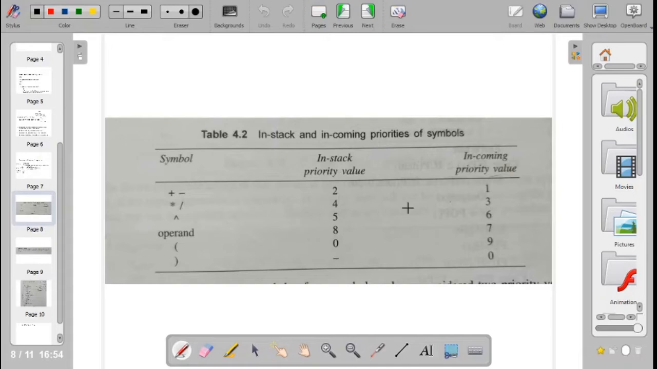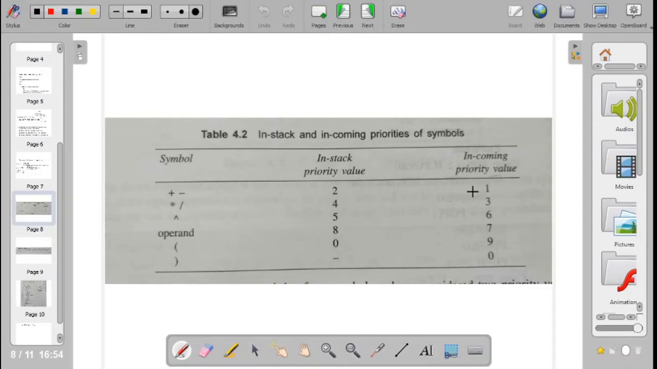Now we have two sets of precedence values given: in-stack precedence value and incoming precedence value. Incoming precedence is the precedence of what we call the current operator we are processing. Okay, current operator in the infix expression. So its priority is what is given here. Now if you look at this, the priority in the stack is one higher than the priority here.